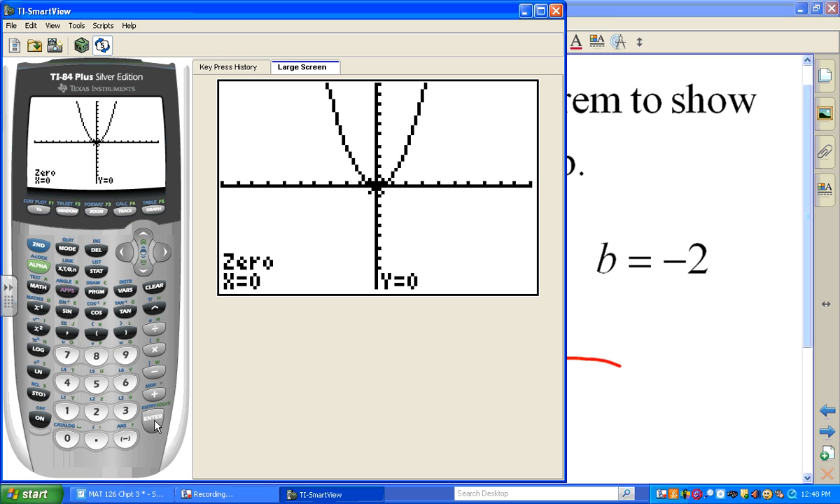Anybody get an error message? What did your error message say? What did it say? No sign change. Anybody else says no sign change? Mine does. Mine should have. I can't believe it didn't.